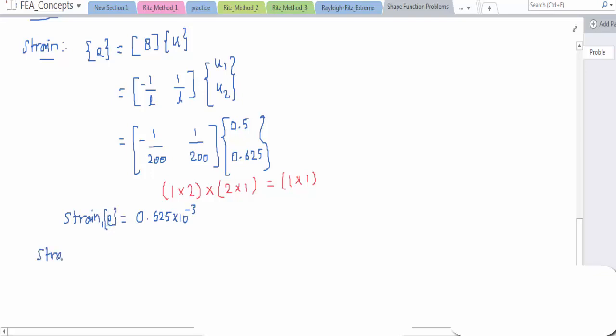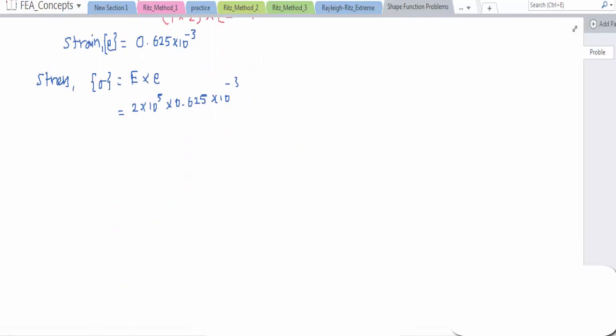Now we can calculate the stress, Young's modulus into strain. Young's modulus is 2 into 10 to the power of 5, into 0.625 into 10 power minus 3. From this we can calculate the stress value, that is 125 Newton per mm square, or 125 megapascal.